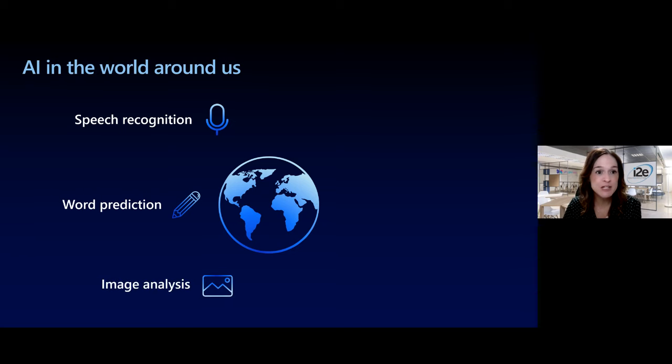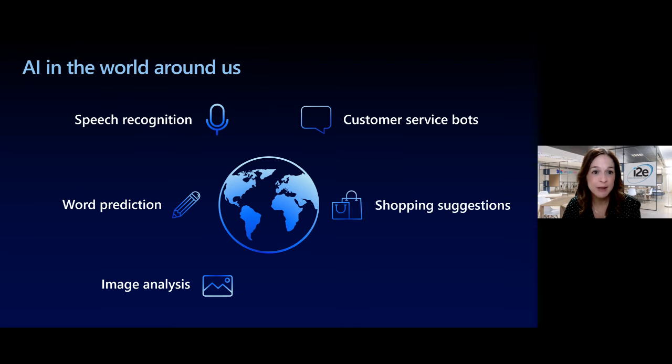Maybe you've used image analysis. Maybe you've taken a photo of a plant or a constellation and an app on your phone has identified it for you, or a recipe or a product at a store that you'd like to find somewhere else. Maybe you've interacted with a customer service bot when you're trying to make a return or purchase something. Maybe you've seen shopping suggestions or viewing suggestions on a streaming service or listening suggestions on an audio streaming service.